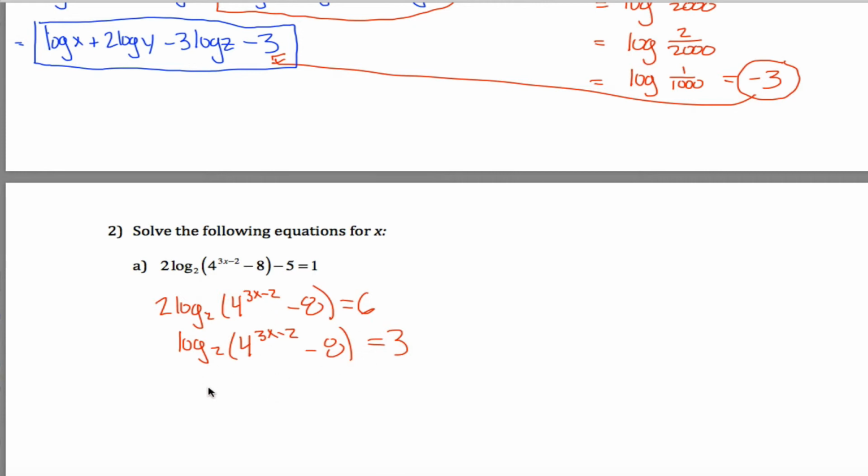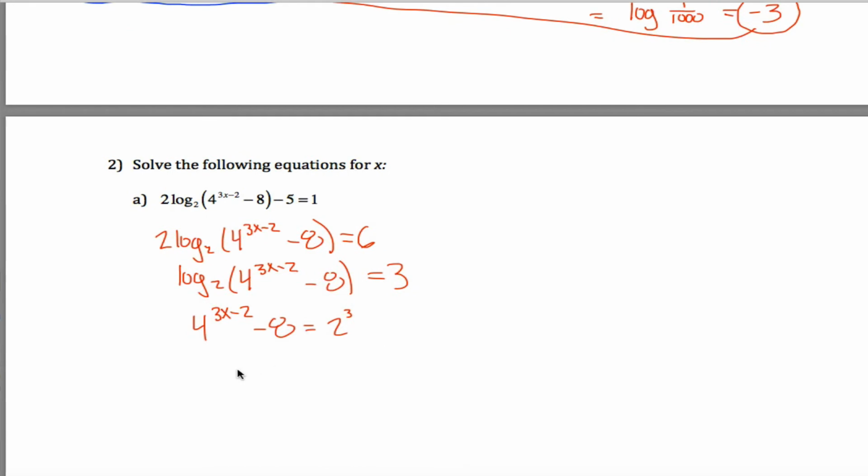Do 2 to both sides of the equation. 4 to the 3x minus 2 minus 8 is equal to 2 to the third power. 2 to the third power is just 8, so I have 4 to the 3x minus 2 minus 8 is equal to 8. So 4 to the 3x minus 2 is equal to 16.